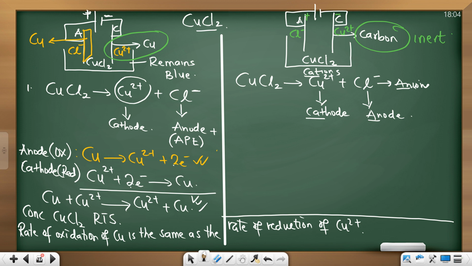right, check this quickly, guys. I'll write it now. Cathode and anode. What happens at the anode again? Oxidation. Cl this time around. Remember the first one, we were comparing Cl minus and copper. But there's nothing to compare with right now. Is that okay? There's nothing to compare with.